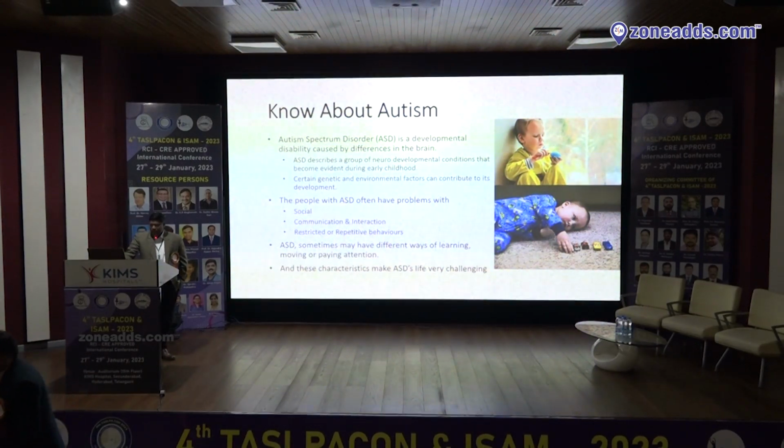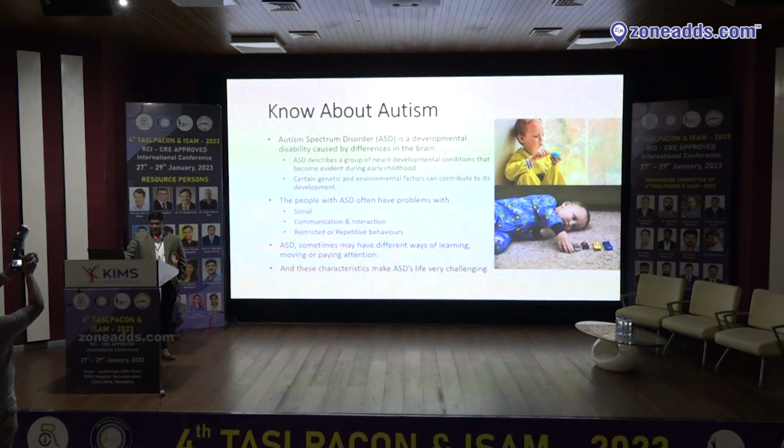Before going further, let us know about autism a little bit. Everyone knows, in fact, but the way of describing autism, in my perspective, is that ASD is a developmental disability caused by differences in the brain. Many parents get worried and panic once they hear the term autism. But you have to explain very confidently: it is not a physiological problem; neurological aspects got disturbed in the brain, and that is why the child has developed autism.